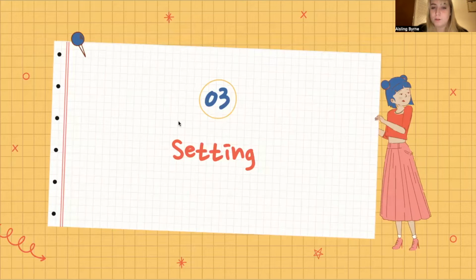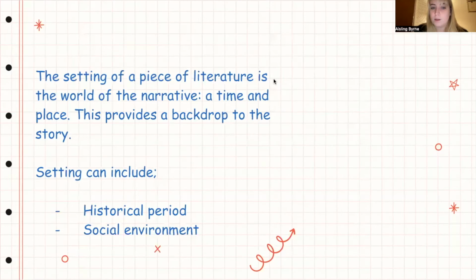Okay, and now we'll move on to the setting. So the setting of a piece of literature is the world of the narrative, a time and place. This provides a backdrop to the story. So this tells us what's happening in the story. So maybe a story could be set in a historical period. It could be set in the 1950s, in the 1960s.